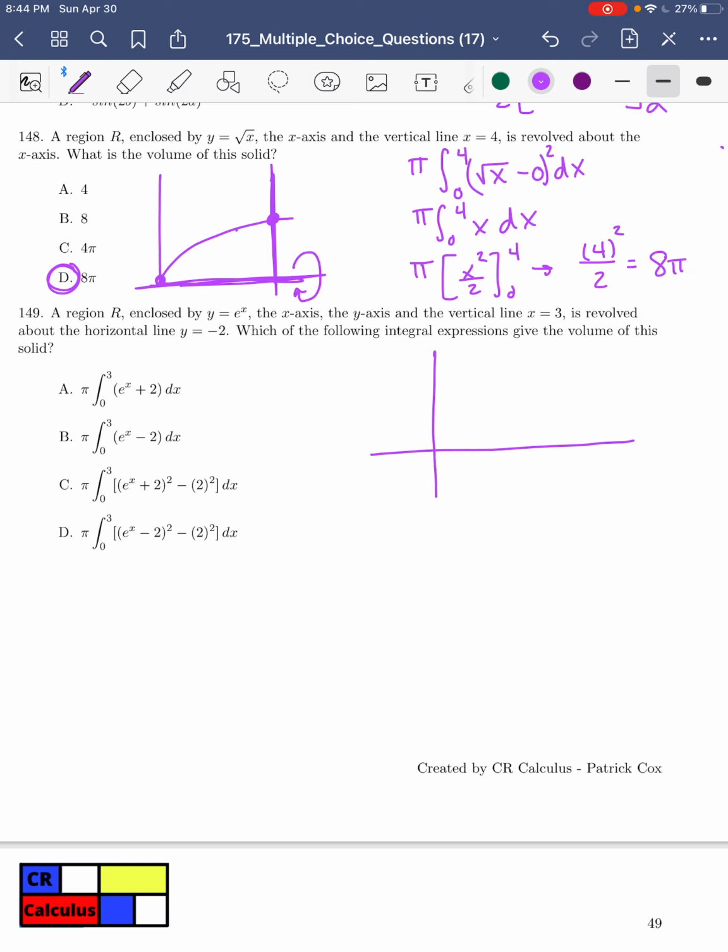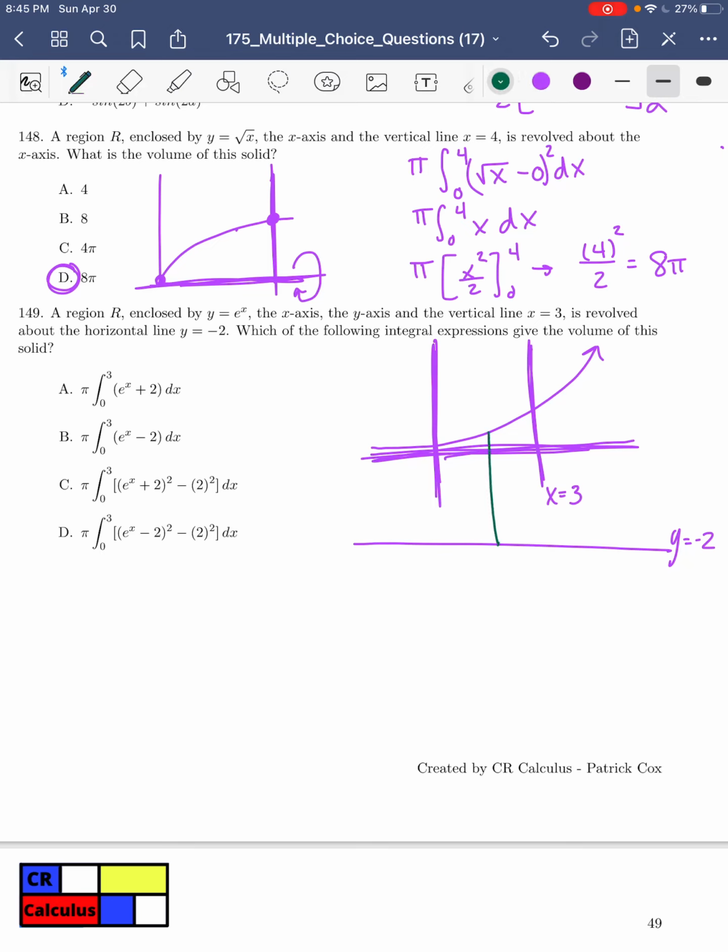All right, another one we're going to draw. So I have e to the x, which is this function, x-axis, y-axis, and this line x equals 3. But we're going to rotate this around the horizontal line way down here, y equals negative 2. So on this one, we can tell that the function does not touch the line that it's going around. So here's where we're going to need big radius, little radius. This is going to be a washer method.